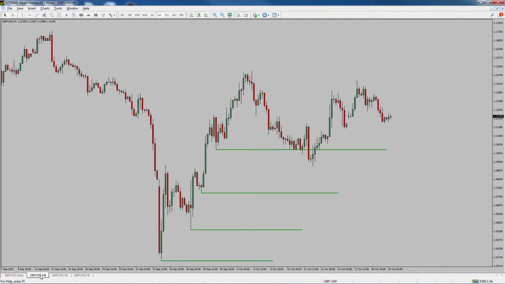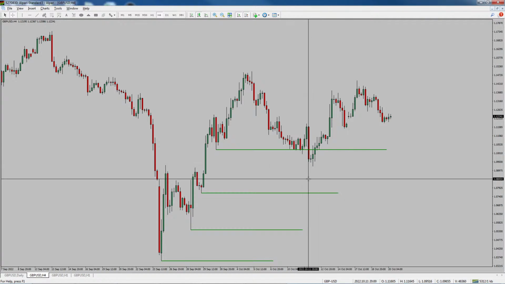If you take a look at a 4 hour time frame, we only got one bearish candlestick below the most recent swing low, and that happened on 11th October. Since then the market is just going sideways.